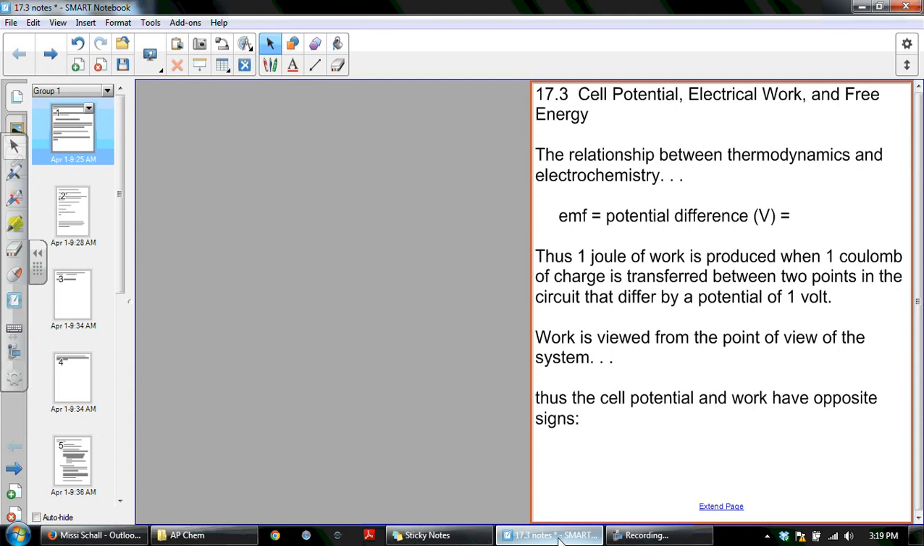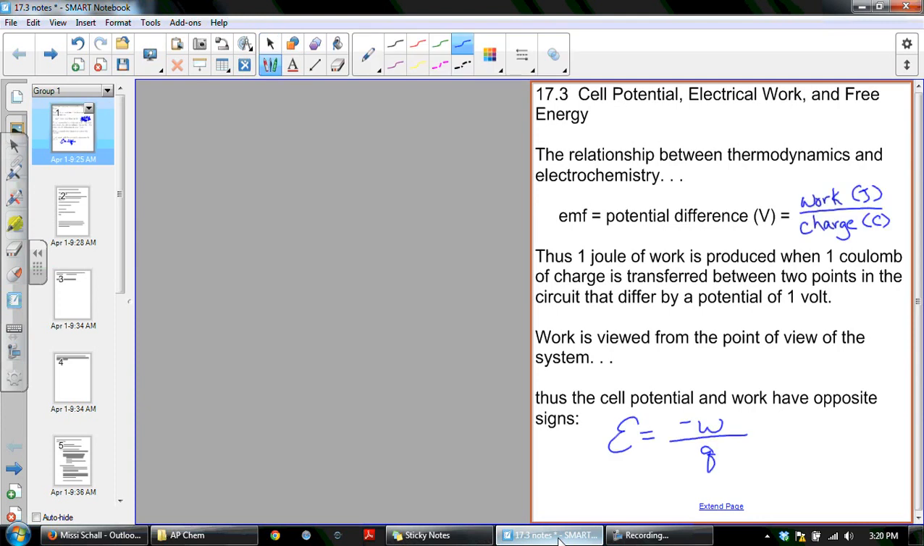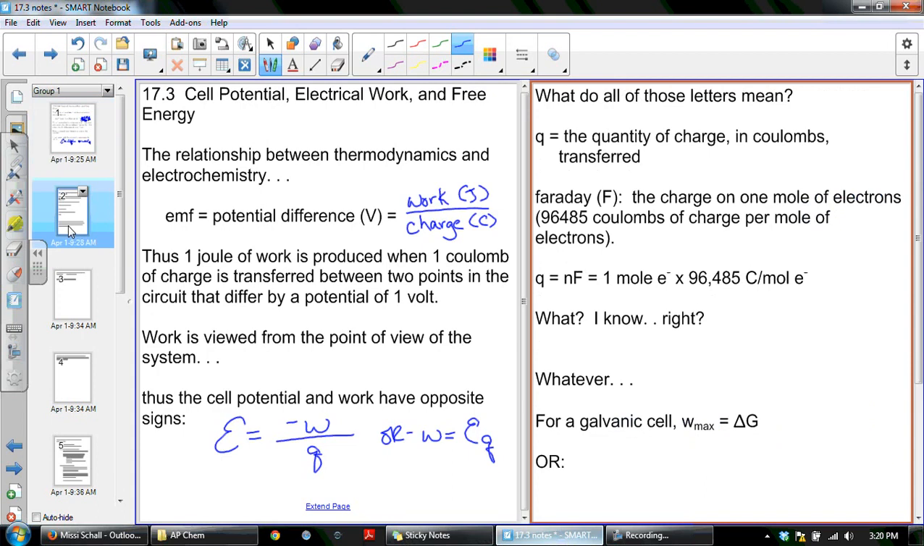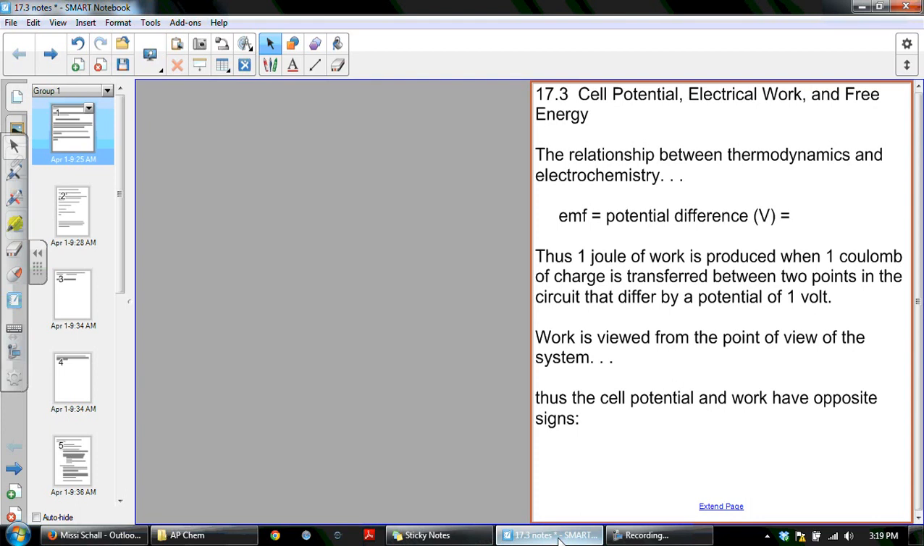Negative W over little q, or you could say negative W equals E times Q. If we look on the next page, then it says, what do all these letters mean? Well, in this case, that little q, now remember we talked about heat before with a little q? Now little q means, however, the last problem on the 4th slide is pretty lengthy, so don't be surprised if we spend a lot of time on that slide itself.